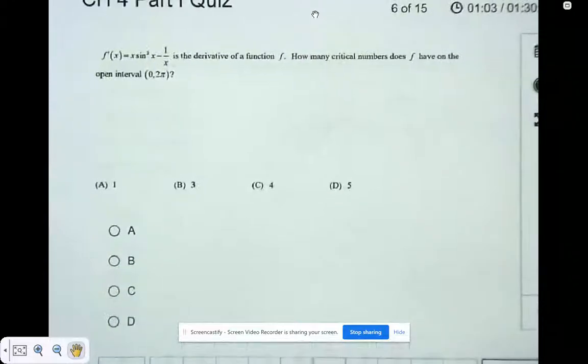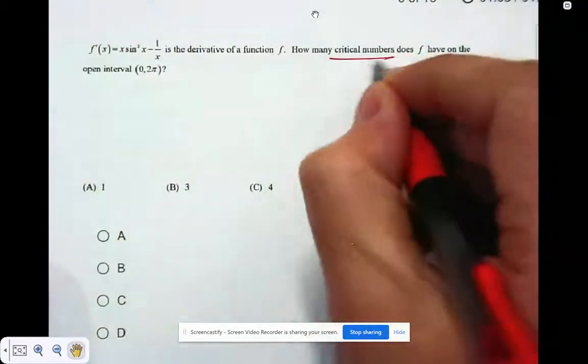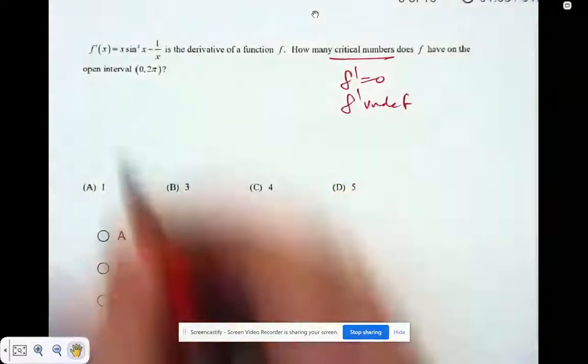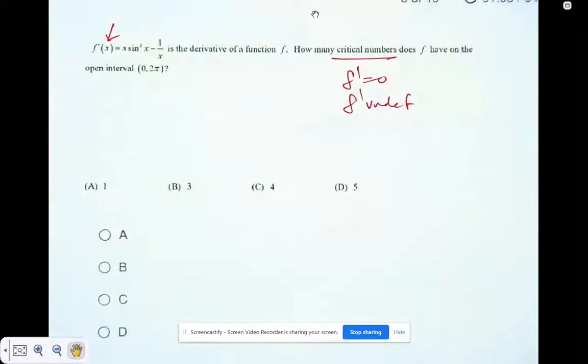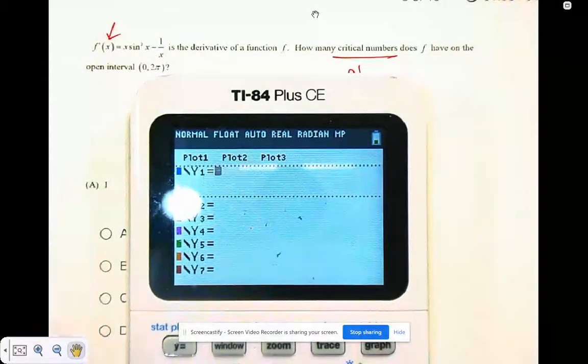Number 6, you've got this function here. How many critical numbers does f have on the open interval? Okay, so definition based. Critical numbers is where f prime is equal to 0 or f prime undefined. Well, they give you f prime and you have a calculator, right? This is clearly a calculator problem. You don't have to do any math here.